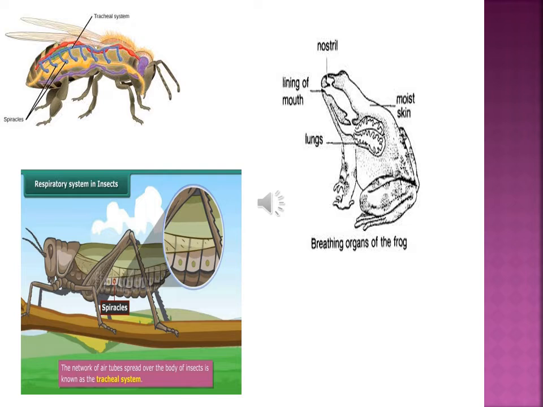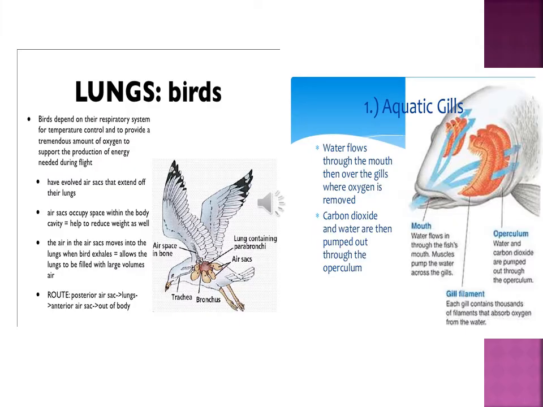Tadpoles, young frogs, live in water and use gills to respire. Respiration in birds and fish. Birds also breathe with the help of lungs present in their chest cavity, and they have air-filled sacs, as you can see in this picture, which extend from their lungs. These sacs help in breathing and also make their body lighter, which helps them to fly.